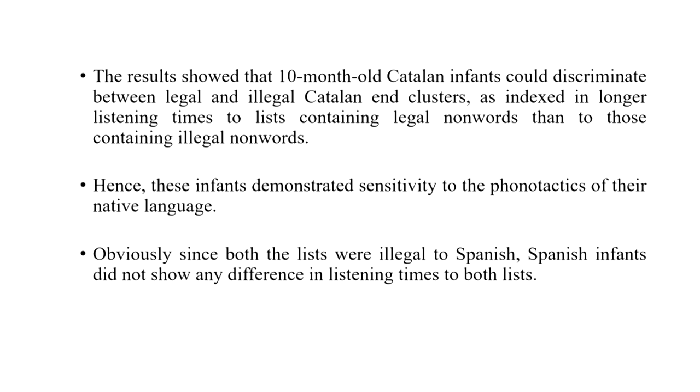Note that while Bert and Kursk are legal and acceptable in Catalan, whereas Keter and Dattel are not, all four of these are not legal for Spanish individuals, because in Spanish the word endings do not end with CC, two consonants together. The results showed that around 10 months, Catalan infants could discriminate between legal and illegal Catalan end clusters, as indexed in longer listening times to lists containing legal non-words than to those containing illegal non-words. So Catalan-speaking infants are able to make this distinction between the two types of CC clusters, and hence they are demonstrating sensitivity to the phonotactic constraints of Catalan.